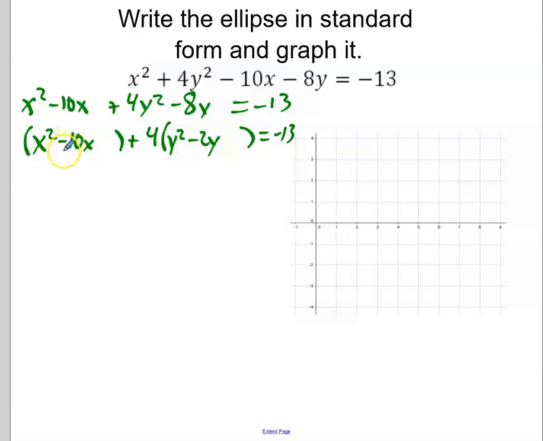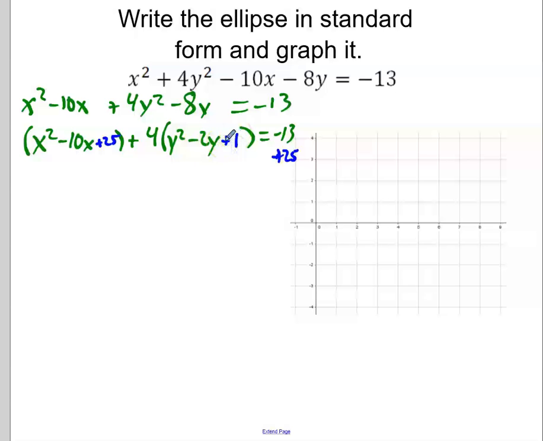And so we start by taking this middle term, divide the coefficient by 2, and then square it. So negative 10 divided by 2 is negative 5. Negative 5 squared is 25. So I'm going to add 25 in here. And then I have to keep the balance. So if I add 25 on this side, I'm going to have to add 25 on this side. All right, now I'm going to do the same thing here. So negative 2 divided by 2 is negative 1, and negative 1 squared is 1. So I'm going to add 1 here.